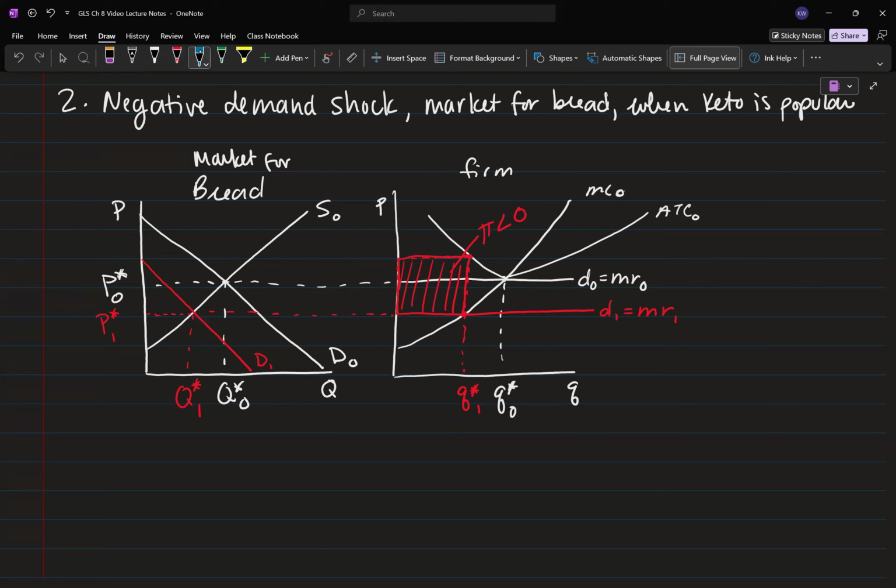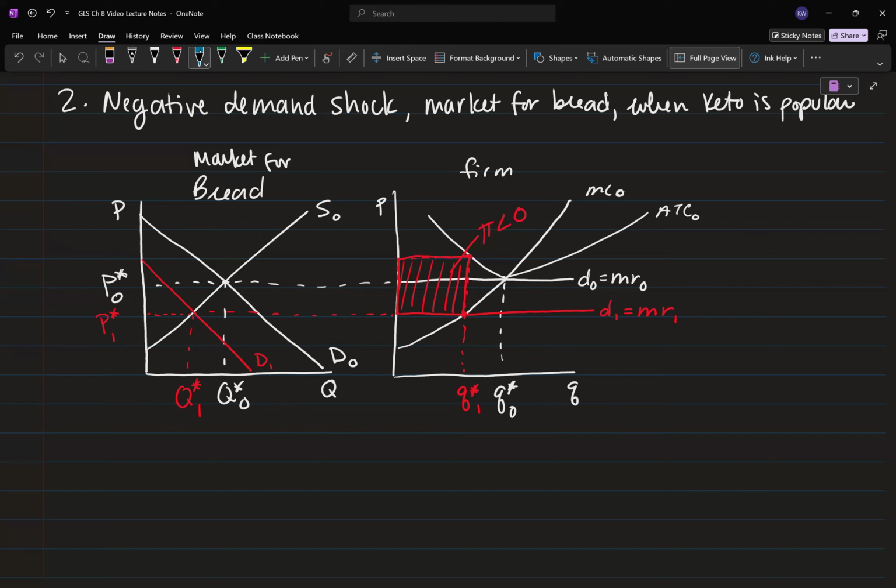Now we can move to long run. Remember, in the long run, firms can change the amount of capital they're using. And so they're going to respond to the prevailing profits and how they adjust. So because profits are negative, they're earning a loss. We're going to see firms exit. And they're going to exit until the last firm that remains in the market is earning zero profit.